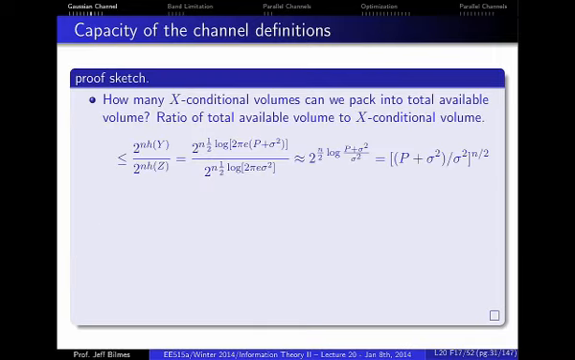So then we compute these ratios, which is exactly what we more formally did last quarter. It's the ratio of total available volume to x conditional volume. The total available volume is in the numerator, which is this, and the x conditional volume is the volume of the noise. And so we get this part here.